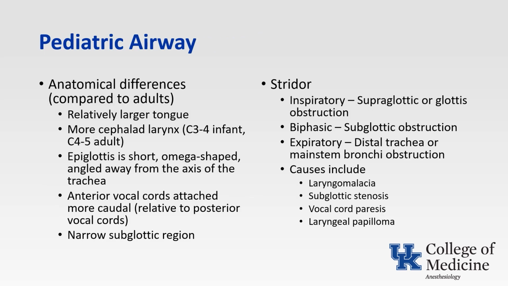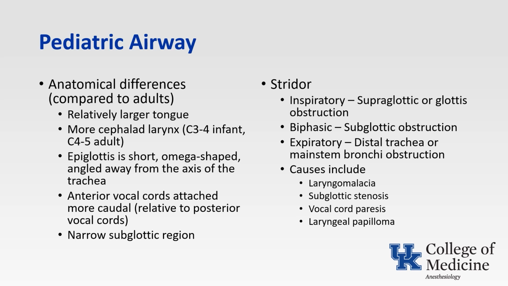Pediatric airway is our next keyword. Some of the anatomical differences compared to adults: neonates and infants have a relatively larger tongue. They have a more cephalad larynx at C3 to C4 compared to C4 to C5 in the adult. The epiglottis is short, omega-shaped, and angled away from the axis of the trachea. The anterior vocal cords are attached more caudal relative to the posterior vocal cords. So when you're doing laryngoscopy, the anterior vocal cords are actually sloped away from you. And then they also have a narrow subglottic region, whereas in adults, the narrowest portion of the airway is considered to be at the glottis.